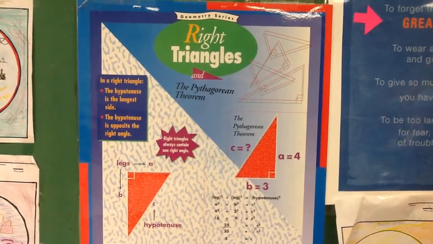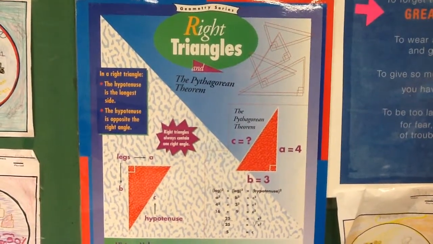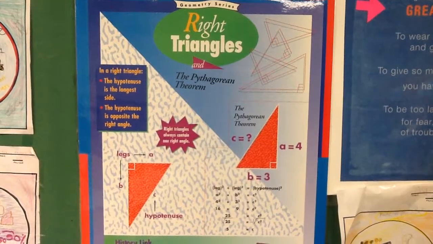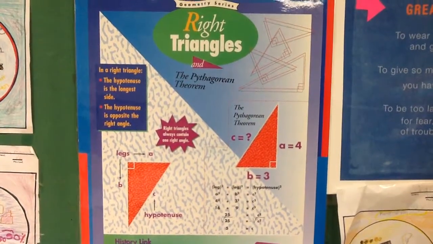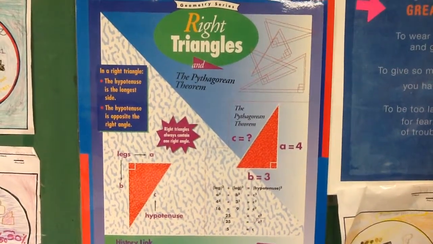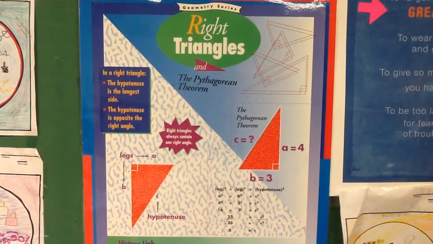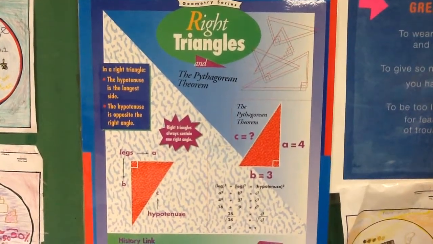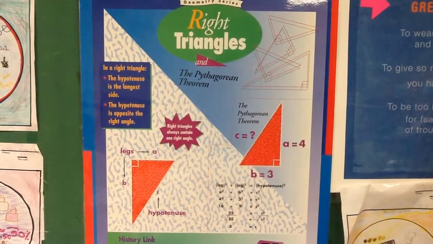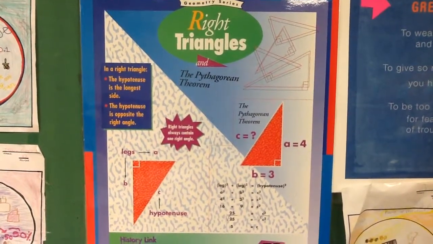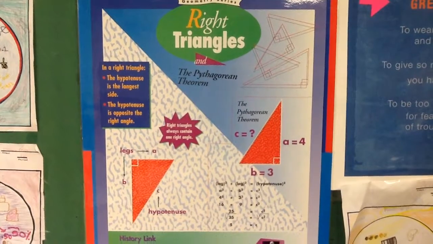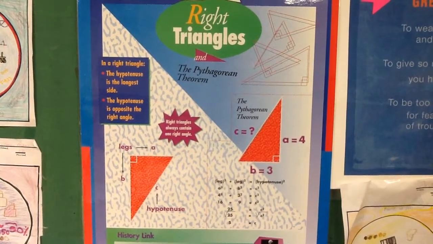Hi there. I would like to share a little bit about Pythagorean Theorem and right triangles. I have a few things that might help you, and I've never tried filming this way, so we'll see how it goes. So with a right triangle, you've got the two legs and the hypotenuse. The two legs are the two sides that make the right angle, and the hypotenuse is the opposite side.